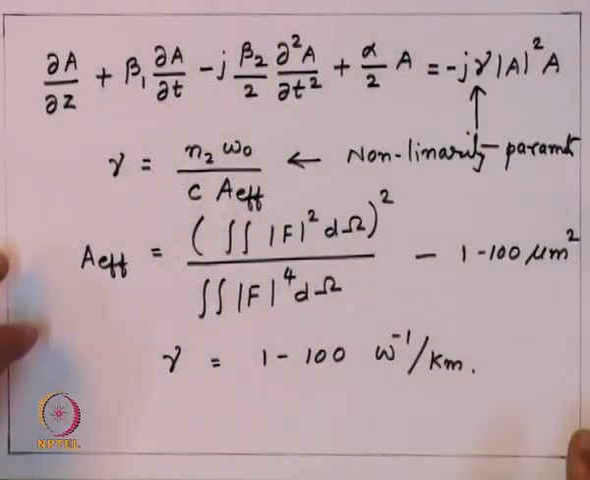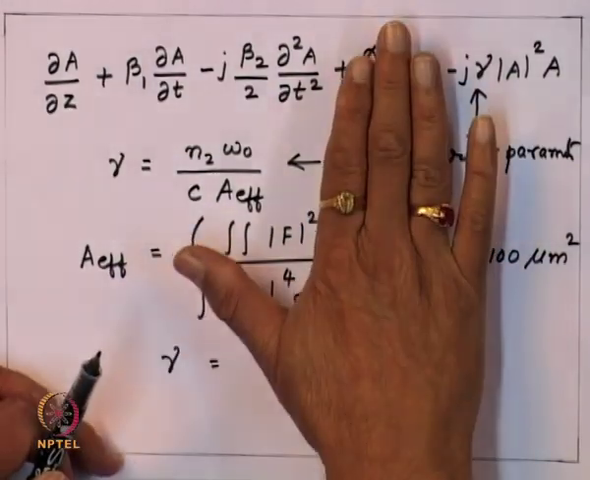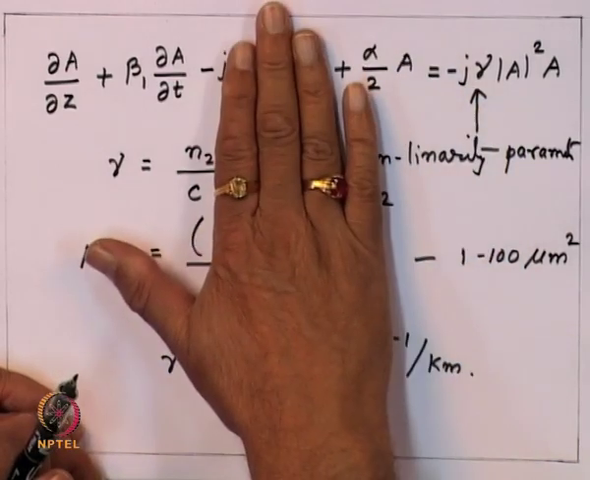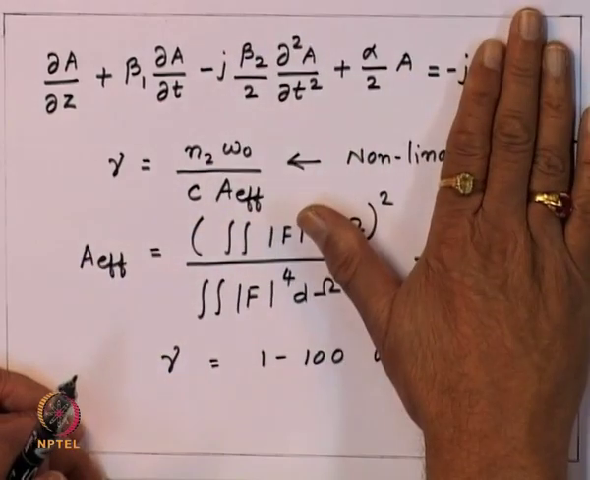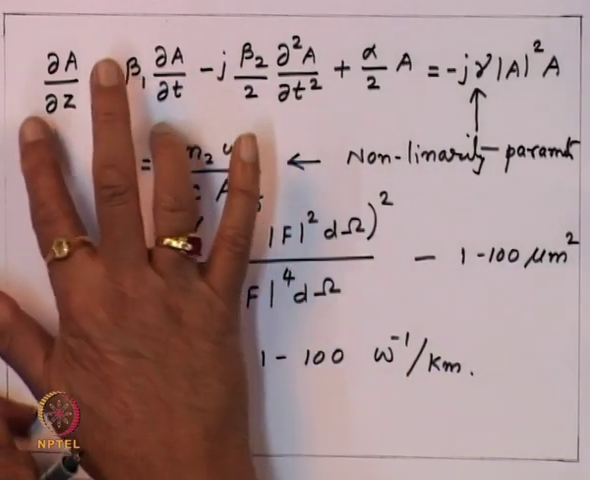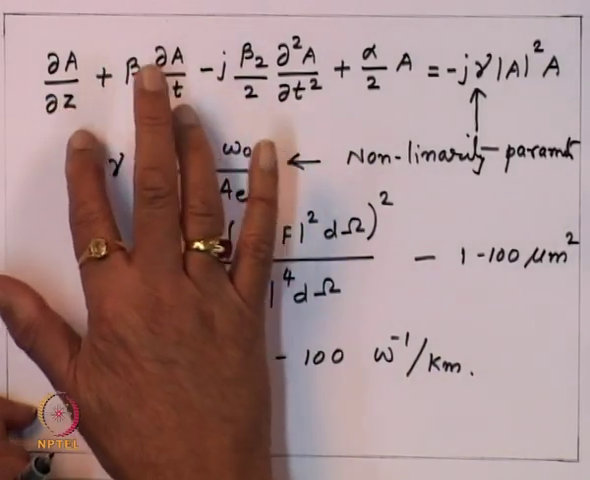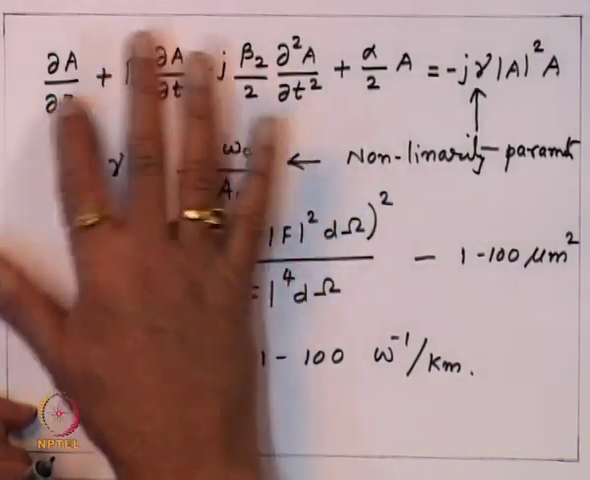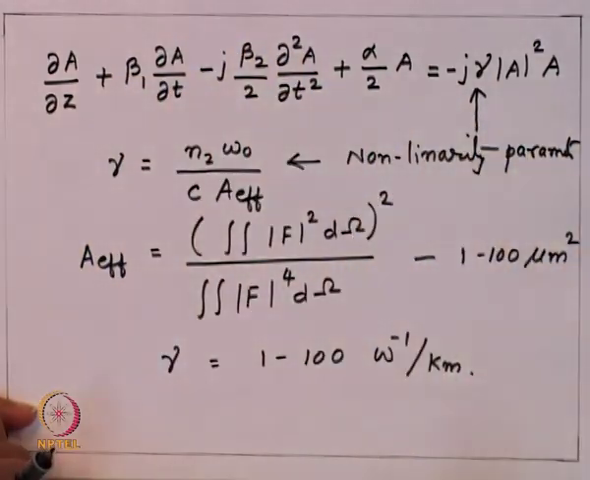So, what this is simply saying is that if the loss was neglected, and non-linearity is neglected, then you have got a simple equation which is this, which is simply saying that the velocity of the pulse is equal to group velocity, right. That is the simple thing we can get.